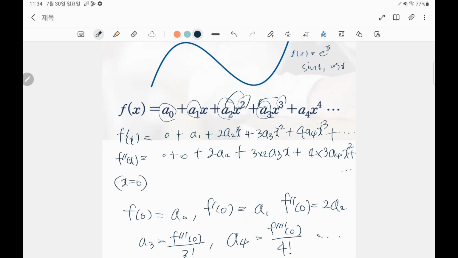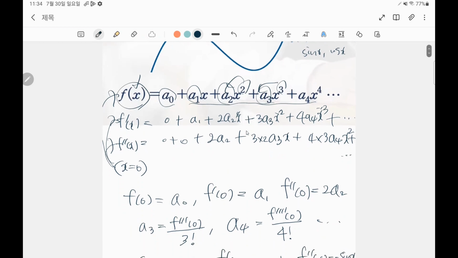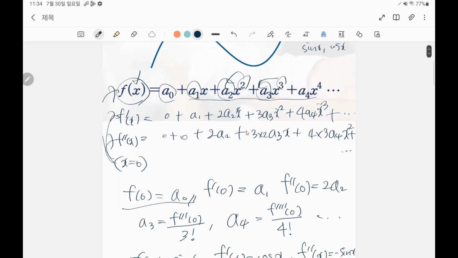Why are we doing this? This is because we can just plug in x equals 0 for these three equations. From the first equation, if you plug in x equals 0, these higher terms go away, and you're just left with f(0) equals a0. And similarly, if you plug in x equals 0 for f prime of x, which we calculated here, all these terms go away, and you're just left with a1.